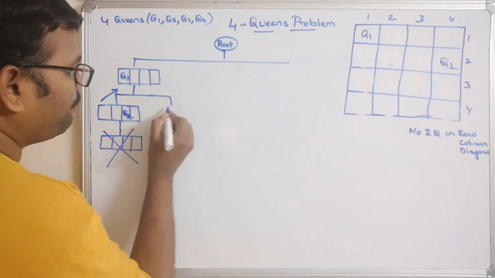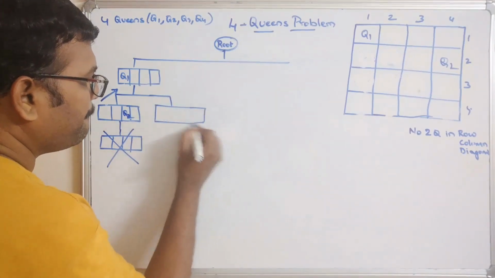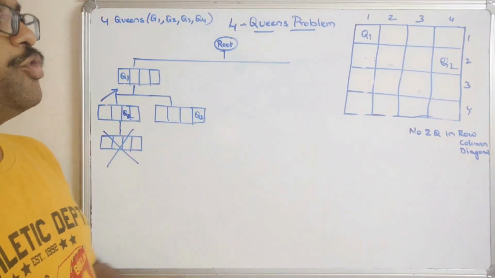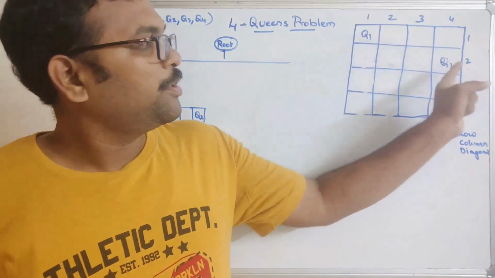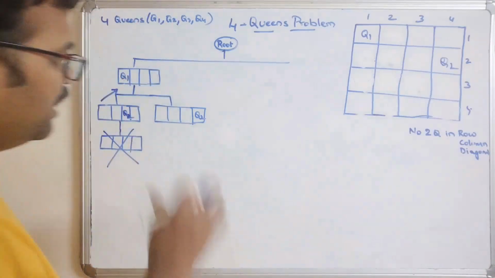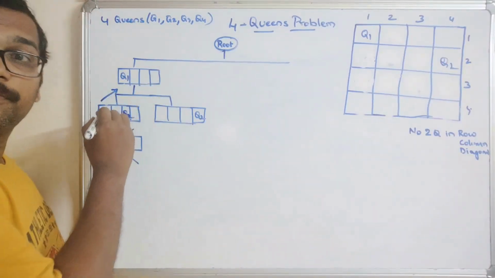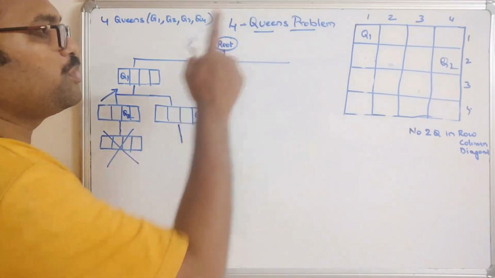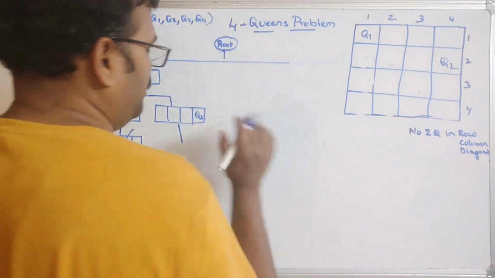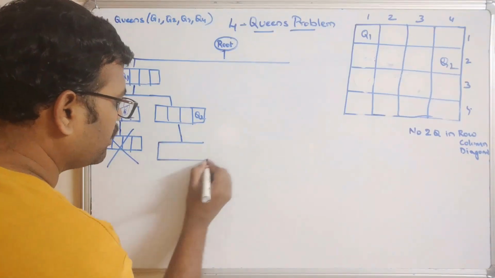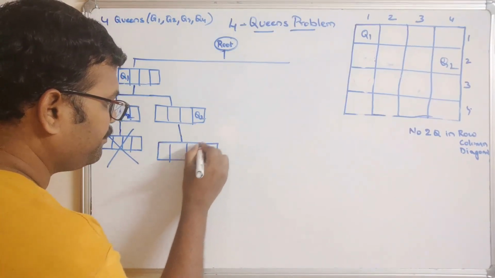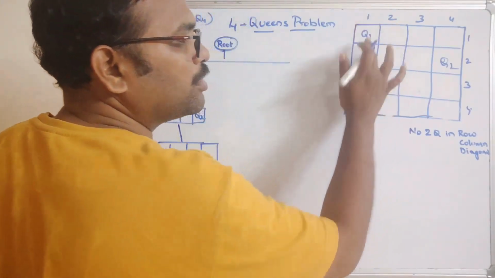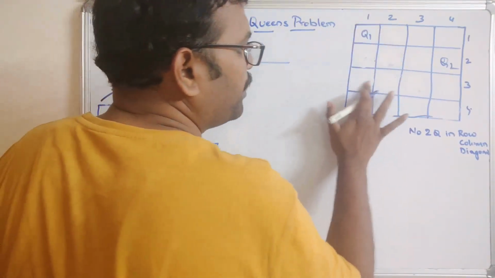Now the second path: Q1 in the first column, Q2 in the fourth column. Yes. Okay, this is a backtrack. And now, what is the next step? Q3, where we have to place Q3. So I'll draw the boxes. If you place Q3 here, again both fall in the same column. So we should not place it here.